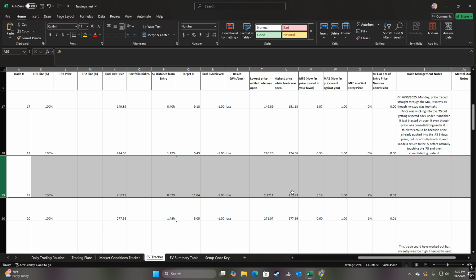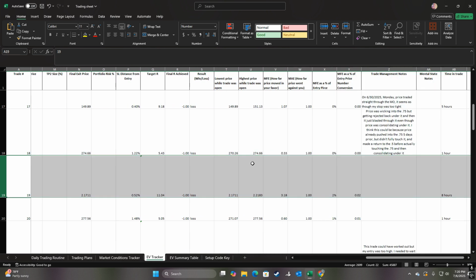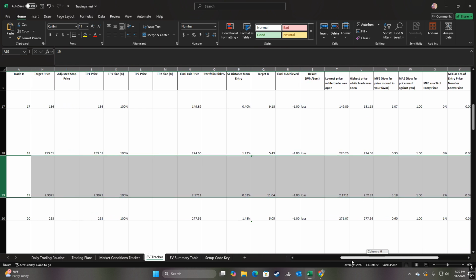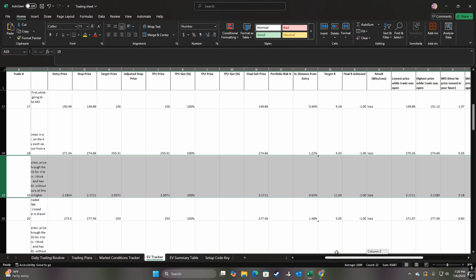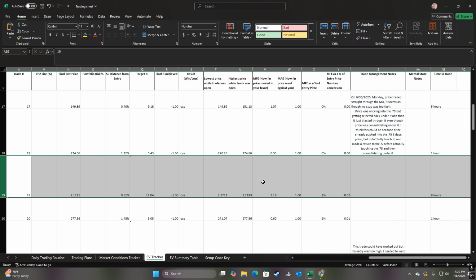You can also look at the highest price. Was this a short, or was this a, let's see, this was a long. So highest price while trade was open was 2.2183. We entered at 2.1824. So yeah, we could have booked. We had a 3.18R, but it was a loss because I let it keep going.